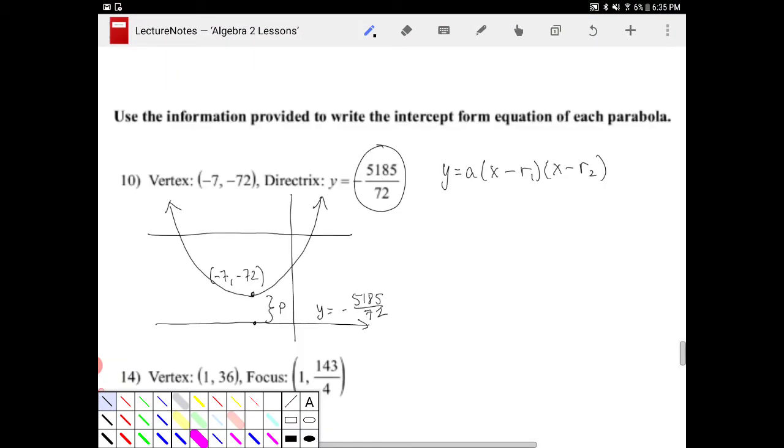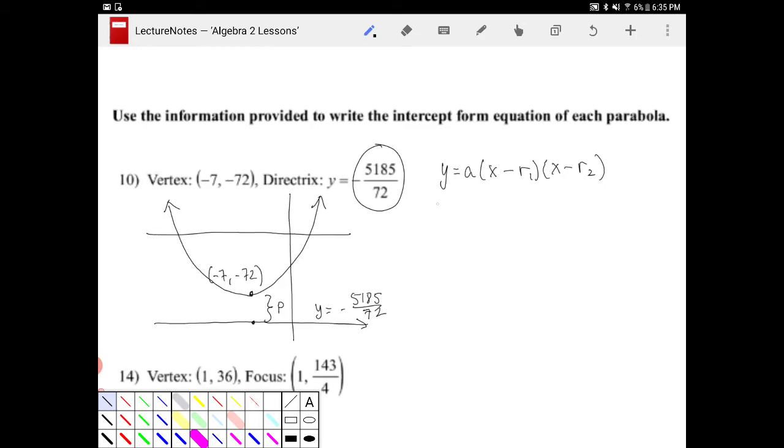So that means P is equal to 1 over 72. And if P is equal to 1 over 72, that means A is equal to 1 over 4 times 1 over 72. And how many times does 4 go into 72? I believe it goes in 18 times, right? So this is going to be 1 over 18. Or A is equal to positive 18.